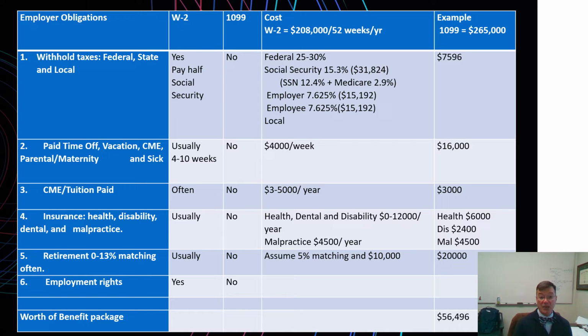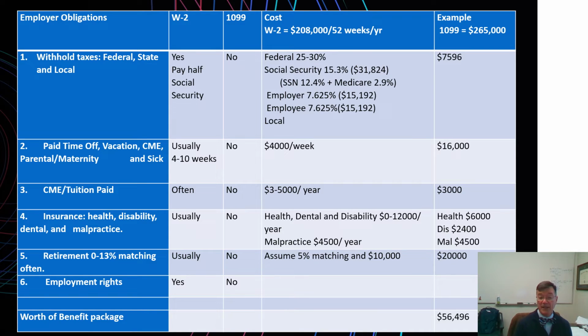They may not allow you to take to practice outside of the group. Every place is a little bit different. Anyhow, your health, dental, and disability insurance typically will run you anywhere from, it may be 100% free, but it may run you up to $1,000 or $1,200 a month. So I assume kind of the middle ground.